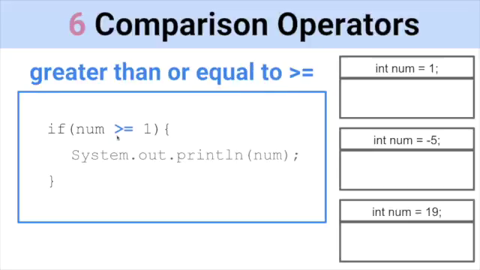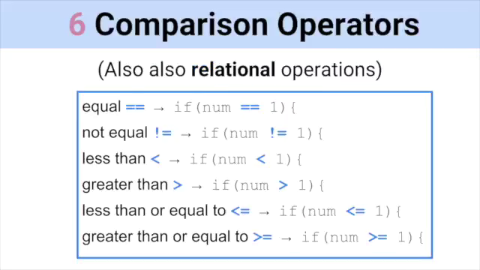Greater than or equal to? 1, is it greater than? No, but is it equal to? Yes, so it does count as greater than or equal to. So 1 will print. -5, well, it's not greater than, and it's not equal to, it's less than, so nothing will print there. And what about 19? 19 is definitely greater than. It's not equal to, but it's greater than, so this code will execute. So we have a 19 there.